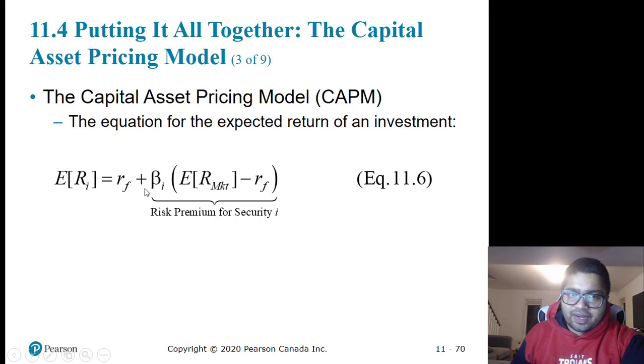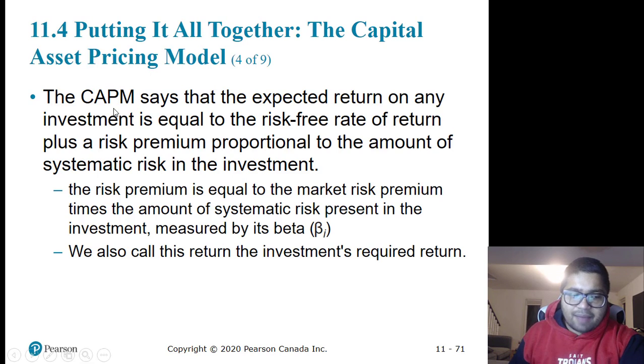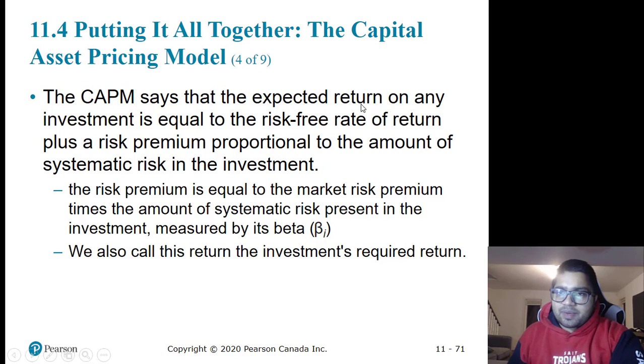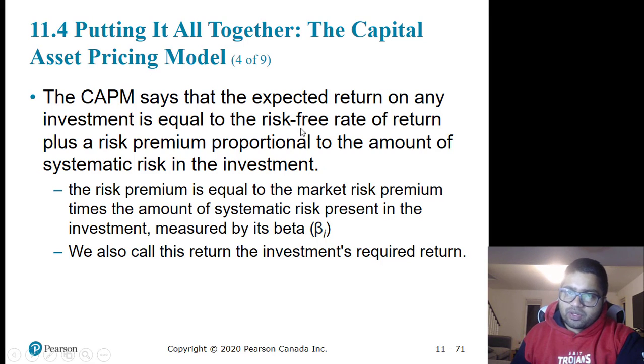So it is given as the risk-free rate plus beta of the stock times the expected return on the market minus risk-free. The CAPM model says that the expected return on any investment is equal to the risk-free return plus a risk premium proportional to the amount of systematic risk in the investment. The risk premium is equal to the market risk premium times the amount of systematic risk present in the investment. We can call this return the investment's required return.